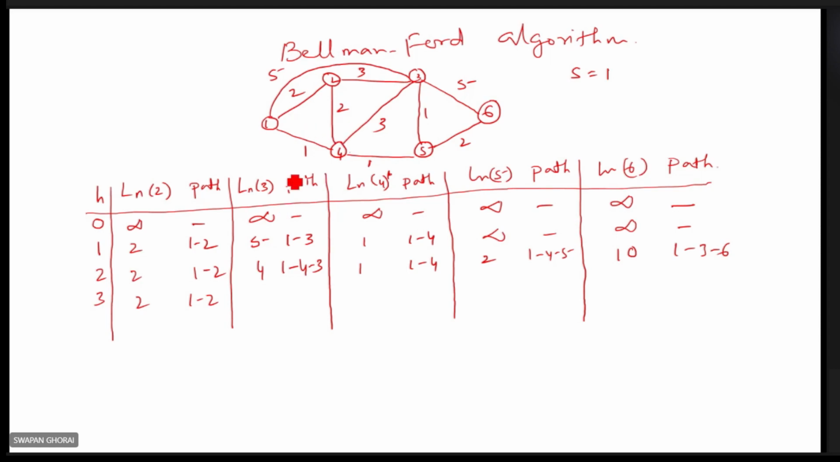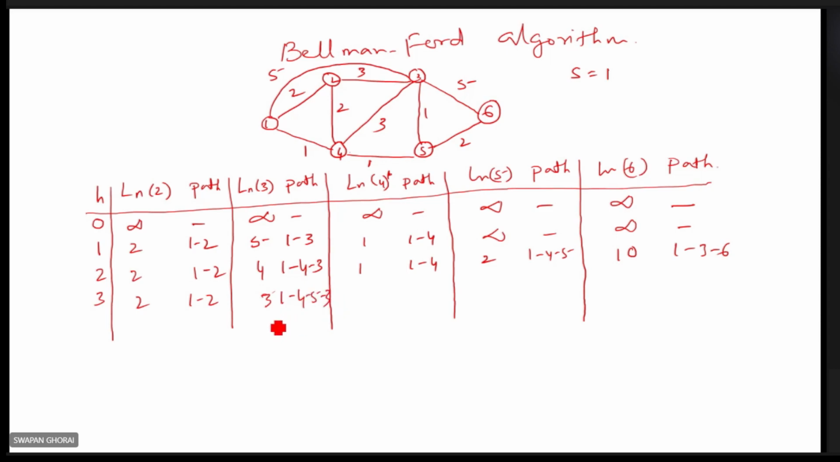1, 2, 3, and 3 hops. Right. 3 hops. So if you consider these 3 hops, this is 1, 2, 3. Yes. 1, 4, 5, 3. So it will be 3, 1, 1, 1. So it will be 3. So it is 1, 4, 5, 3. Have you followed or not?